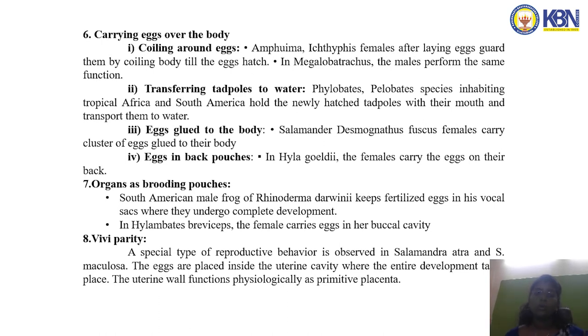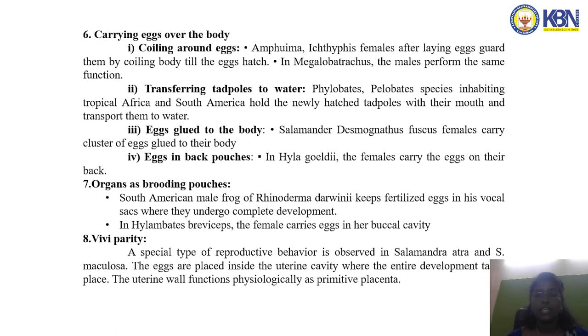Next, carrying eggs over the body. In this type of parental care, we can observe they carry their eggs over the body. First one, coiling around the eggs. In Amphiuma and Ichthyophis, females, after laying eggs, guard them by coiling the body till the eggs hatch. In Megalobatrachus, the males perform the same function. In this, they coil around the eggs to protect them from predators.